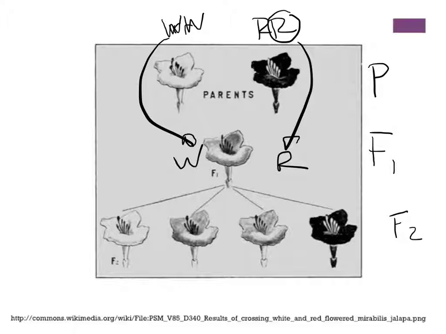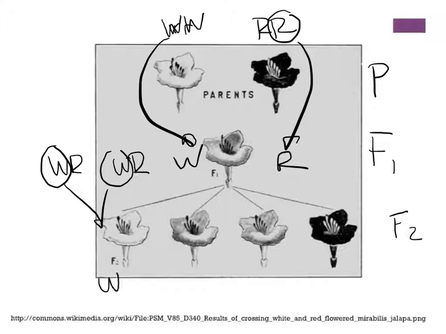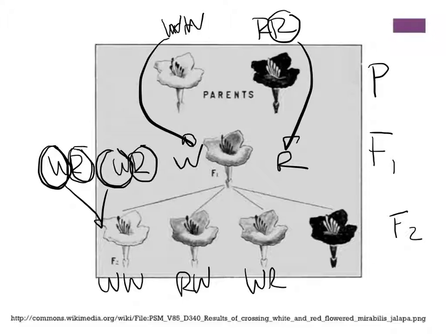F2 generation, if you were to cross two of these, once again we can do our FOIL. First, white, white, so this one appears white. Inner, which is a red and a white. Outer, which is a white and a red. And last, two reds. You get a different distribution here. So we have a 1 to 2 to 1 genotypic ratio, 1 WW, 2 RWs, and 1 RR, as well as a 1 to 2 to 1 phenotypic ratio of white to pink to red.